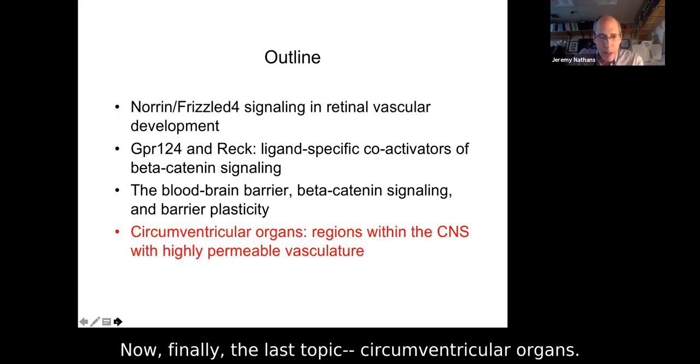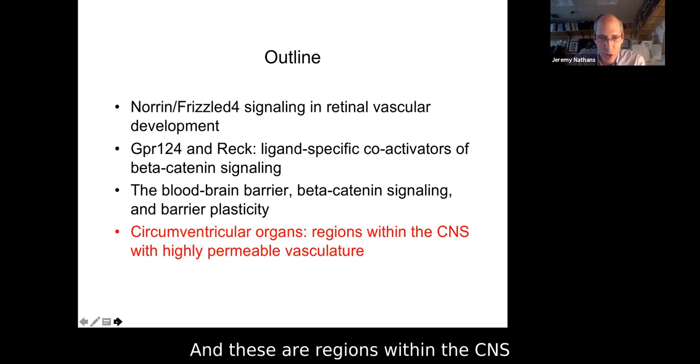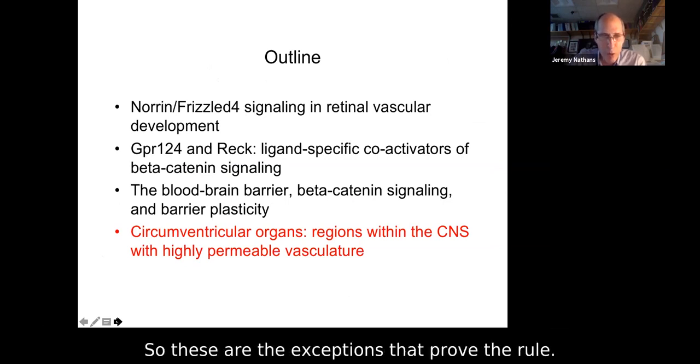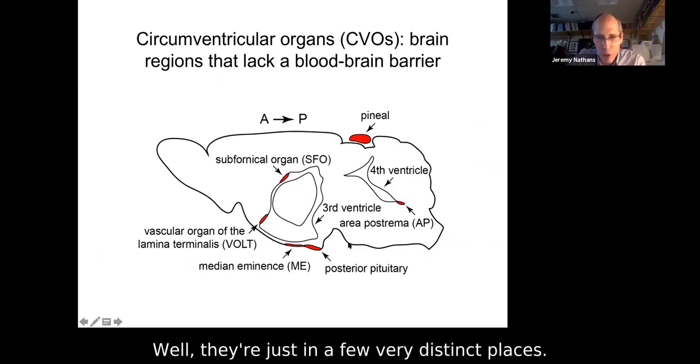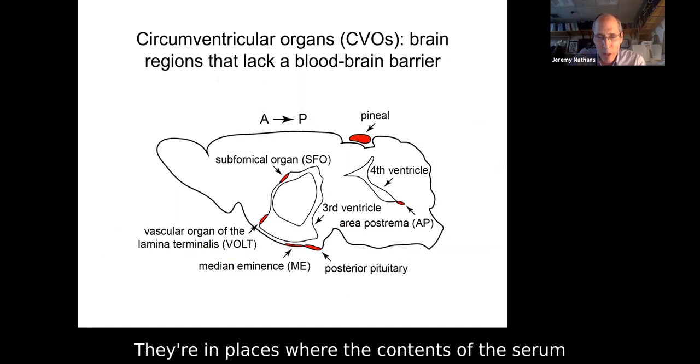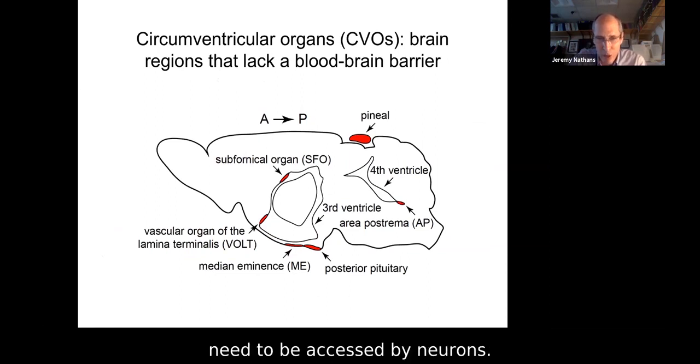Now, finally, the last topic, circumventricular organs. These are regions within the CNS that have highly permeable vasculature. So these are the exceptions that prove the rule. And where are they? Well, they're just in a few very distinct places. They're in places where the contents of the serum need to be accessed by neurons.